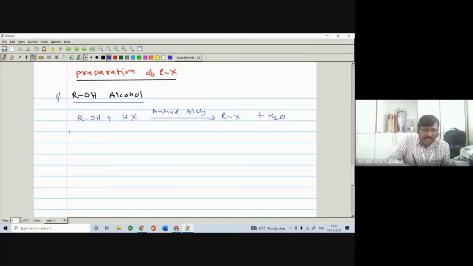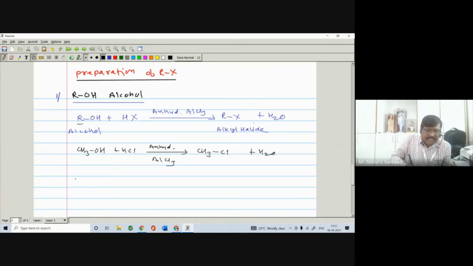So alcohol, when treated with hydrogen halide in the presence of anhydrous AlCl3, forms the corresponding alkyl halide. Example: when you change the R, take CH3OH. Here for HX you can take HCl in the presence of anhydrous AlCl3, then there is formation of CH3Cl plus a water molecule.